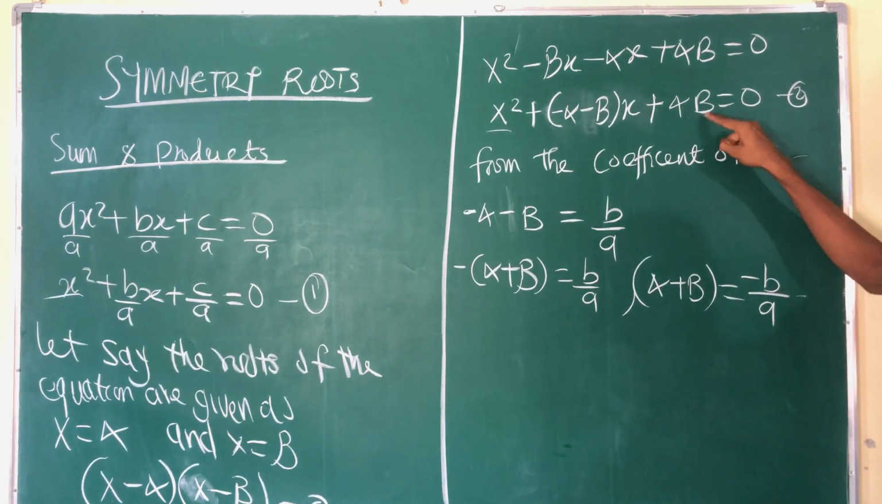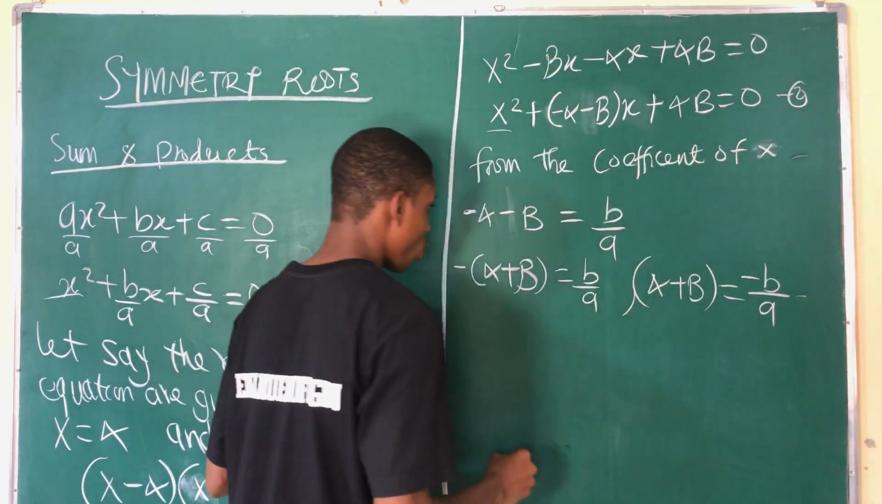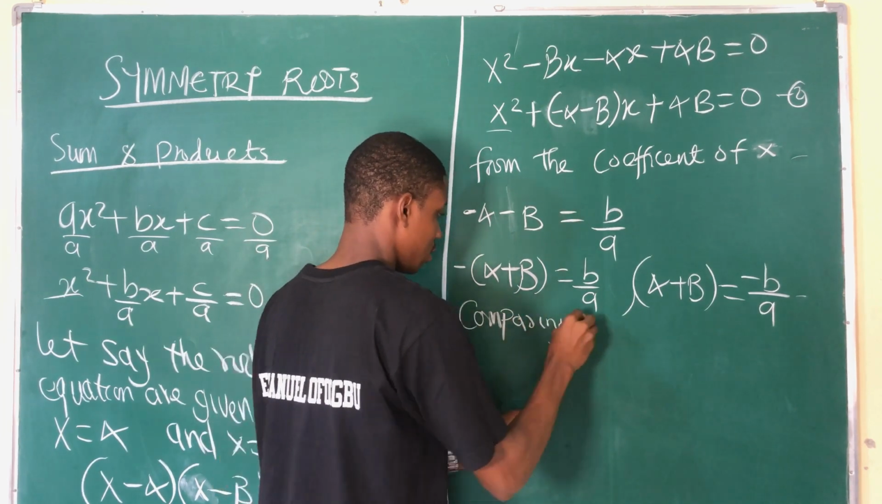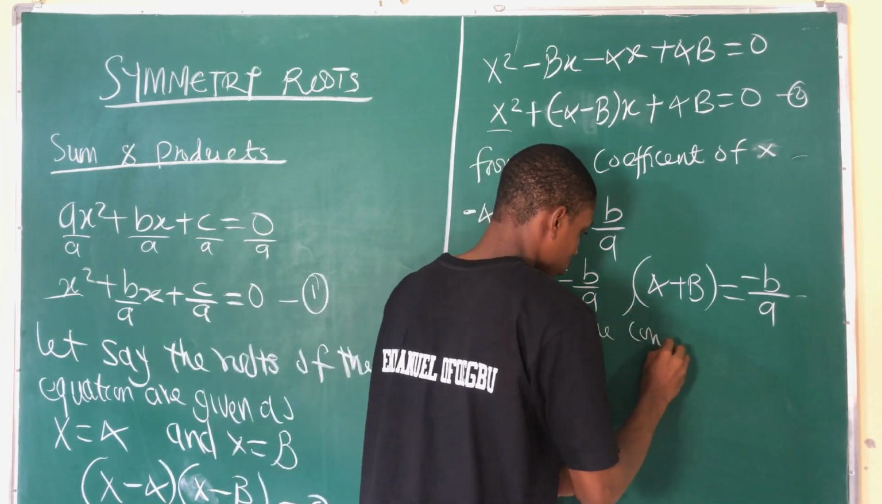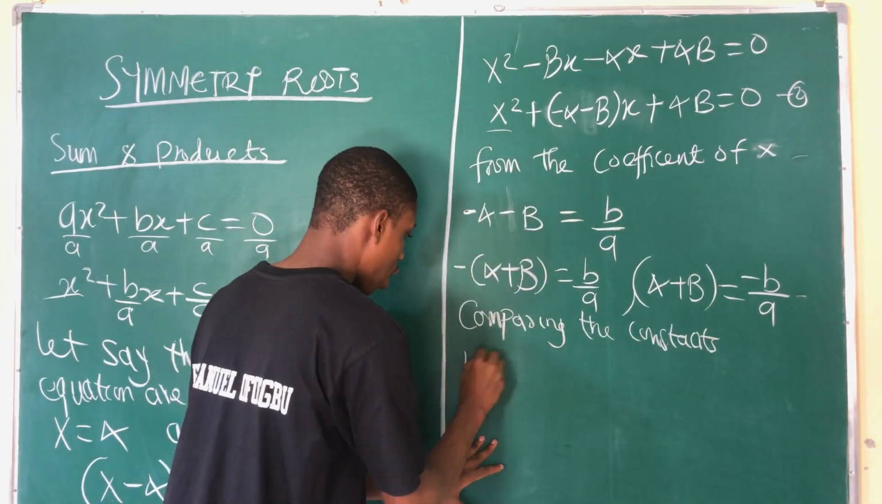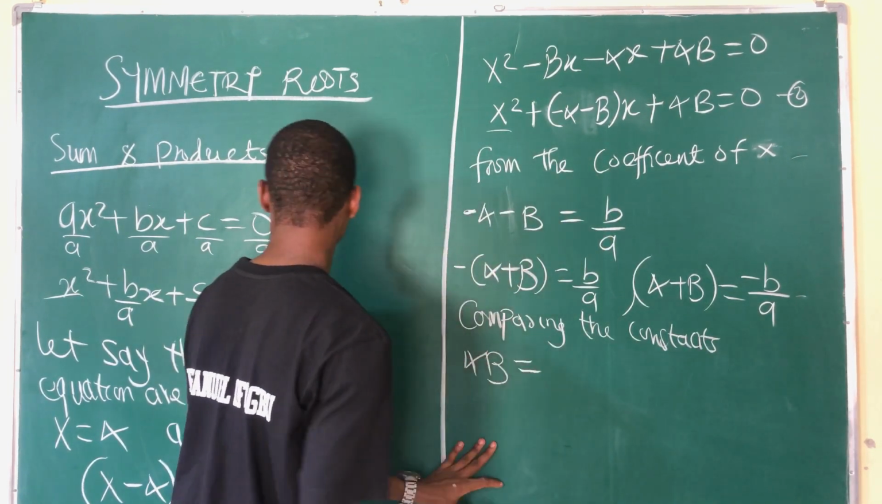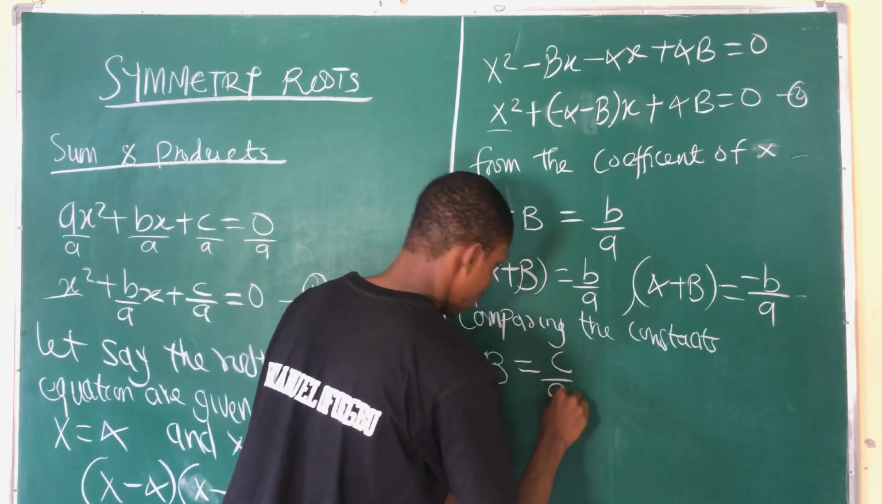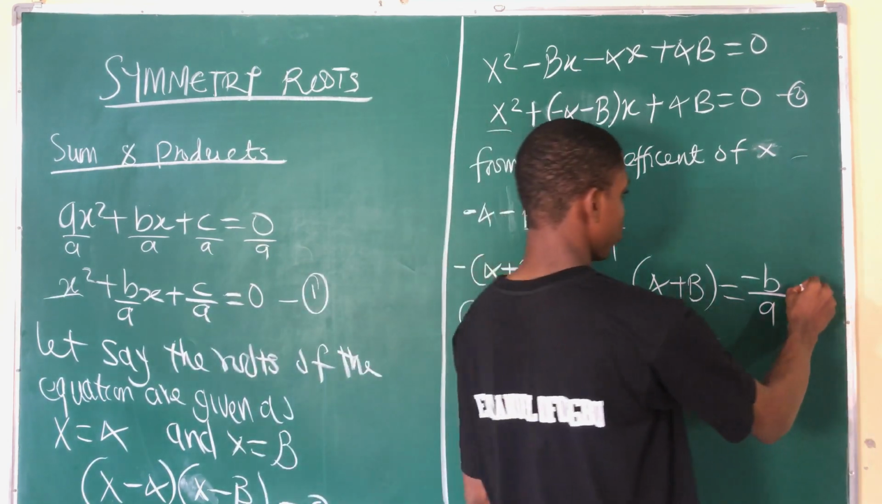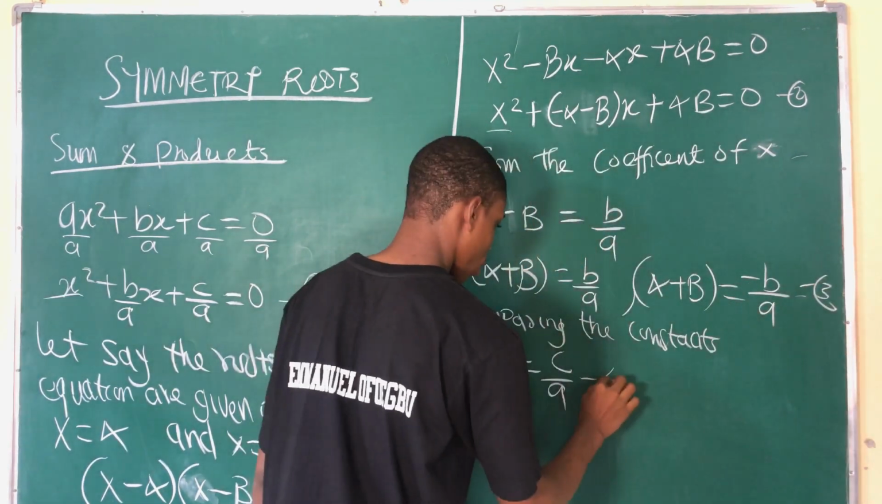The constant here is alpha beta. So comparing the constant, we see that alpha beta is equal to c over a. So we have two relationships. Let's call this equation 3 and let's call this equation 4.